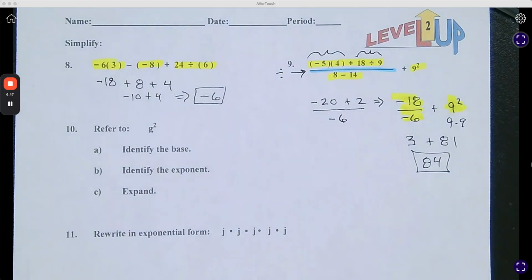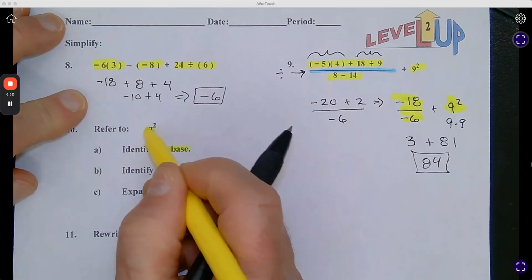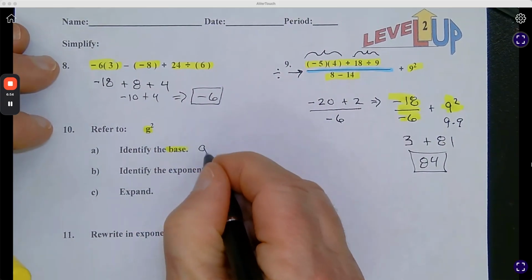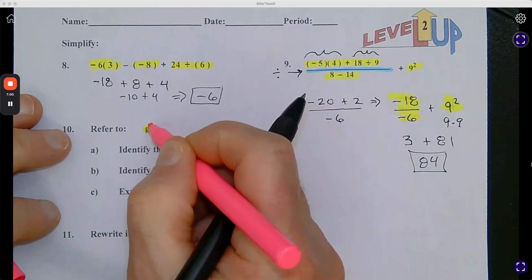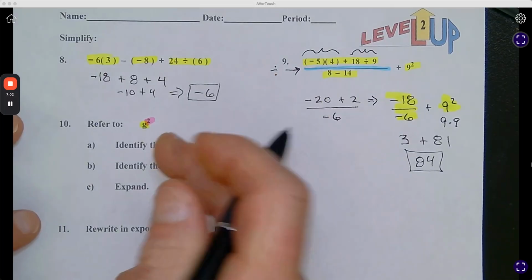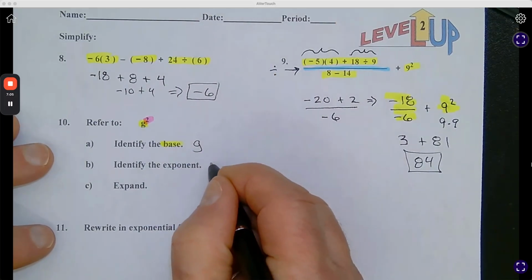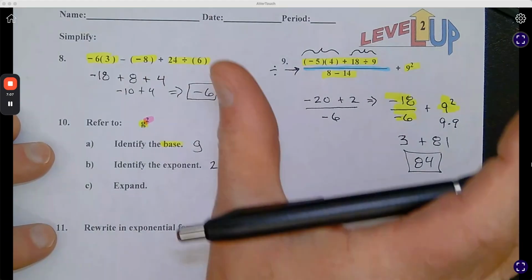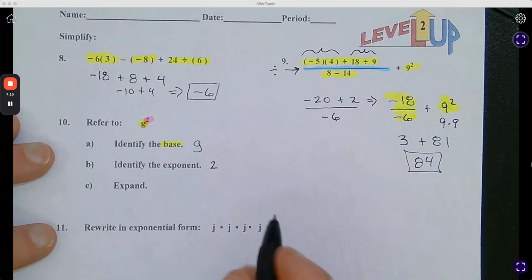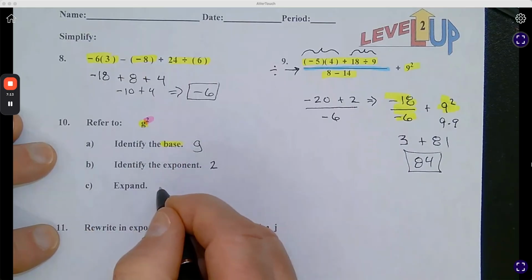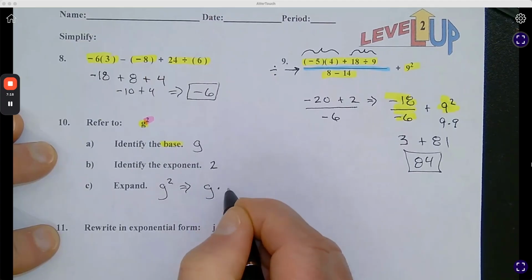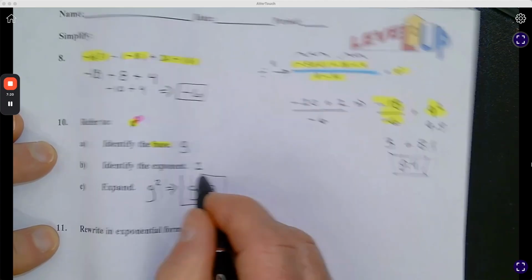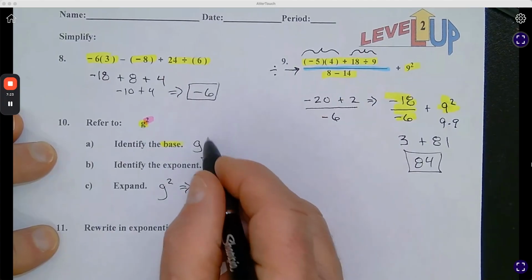I gave you g to the 2nd power. We want to identify the base. The base is g. And then we want to identify that exponent. The exponent is the number of times you're going to multiply g by itself. So we're going to do it 2 times. So that's your exponent. Notice how the exponent's raised up, right? Expand means you're going to apply the exponent. So g squared means that you're going to multiply g times g. That's expand.